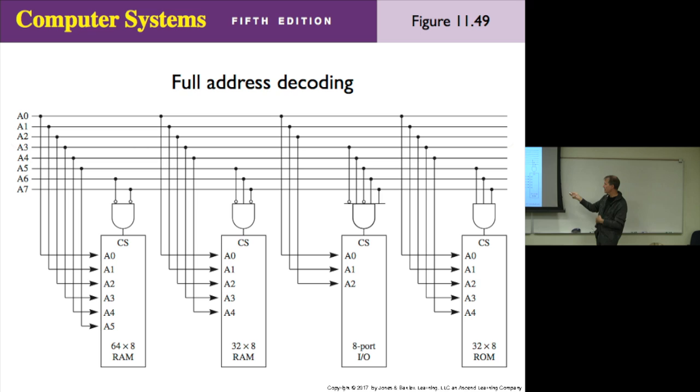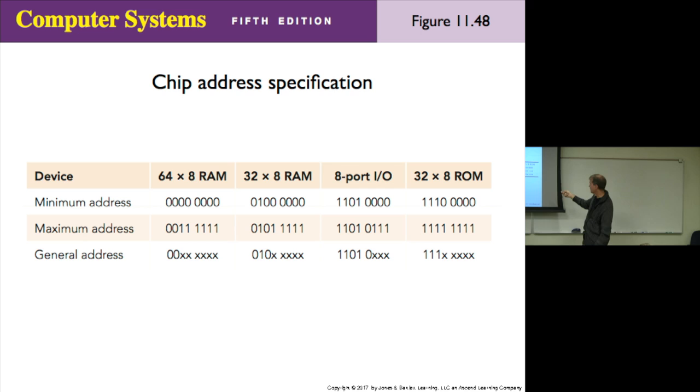And similarly, 111 will select the ROM. Are you with me? Because if we look at this table for the ROM addresses, if the leading address lines are 111, then that chip will be selected. All right, now is everybody with me on this? Are we good?